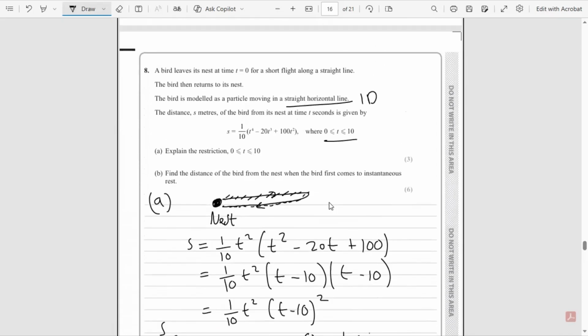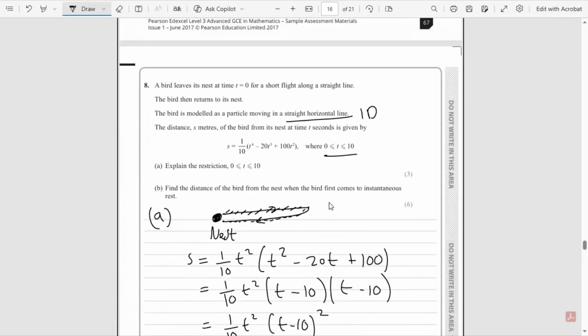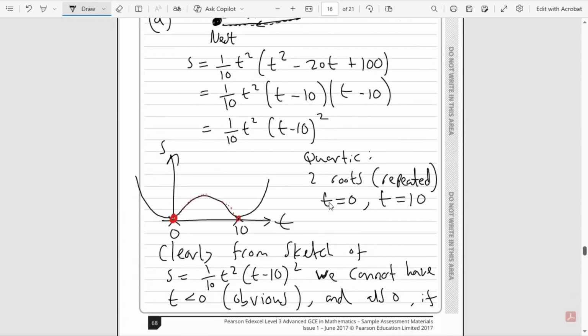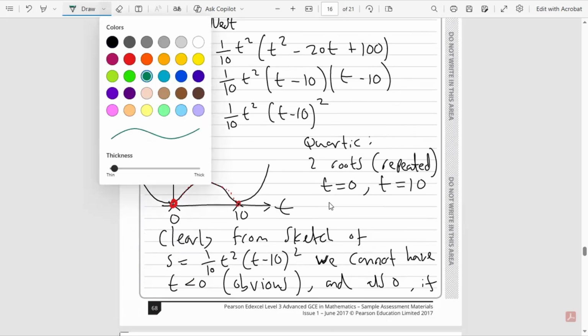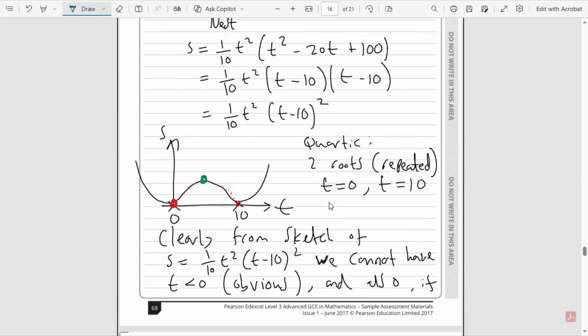Now, let's go to part B. So for part B, find the distance of the bird from the nest when the bird first comes to instantaneous rest. So, if we go to our diagram, the bird is going to come to instantaneous rest at this green position there, because when you are at instantaneous rest, that means your speed is 0. So we're looking for the position or the distance for which the speed is 0. So a speed of 0, a velocity of 0 means you are at instantaneous rest.